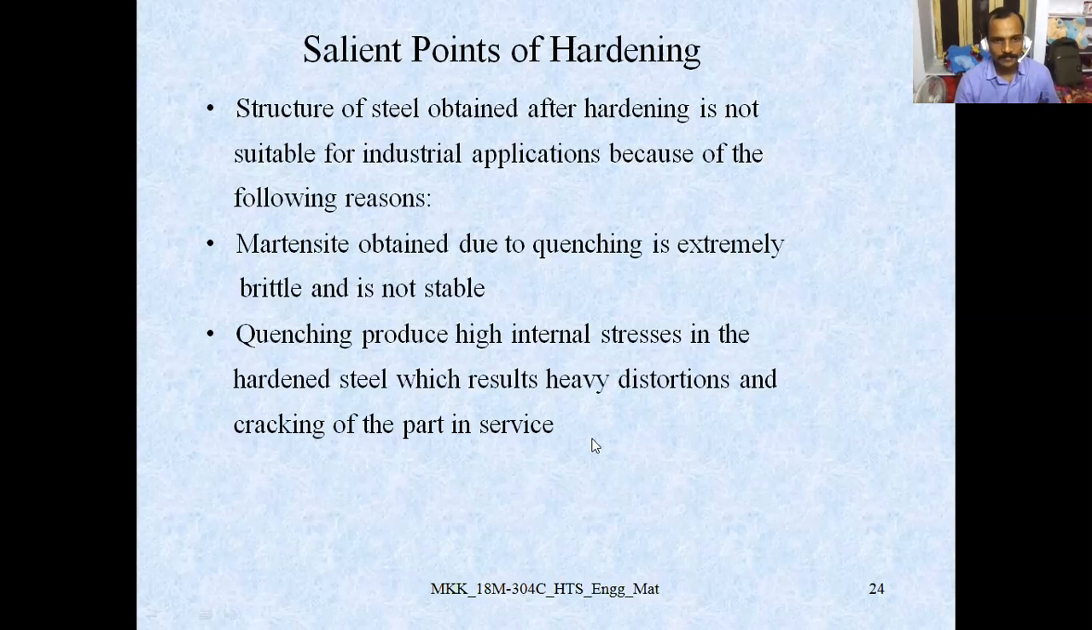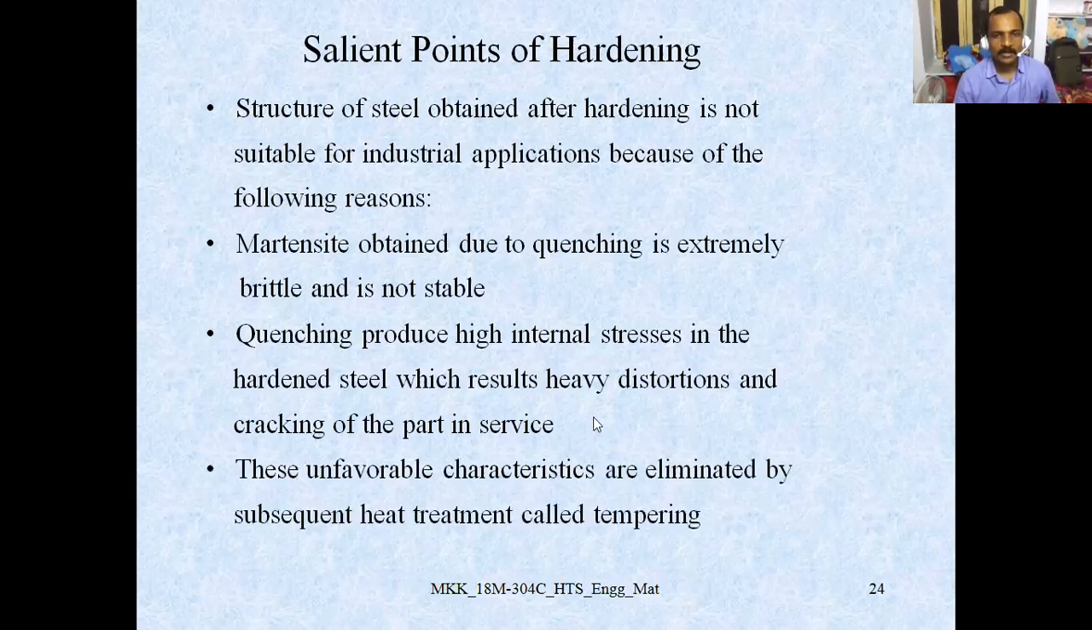So quenching may cause distortions and develop high internal stresses, and the parts may have cracks or break during regular service. These unfavorable characteristics are eliminated by subsequent heat treatment called tempering. So soon after hardening, the tempering process should be performed.